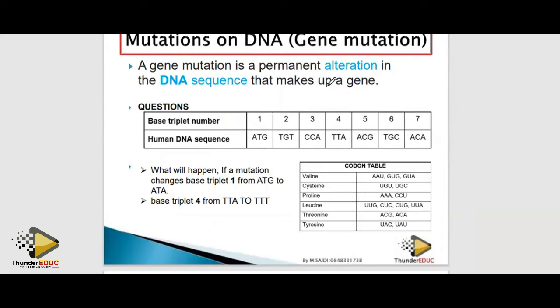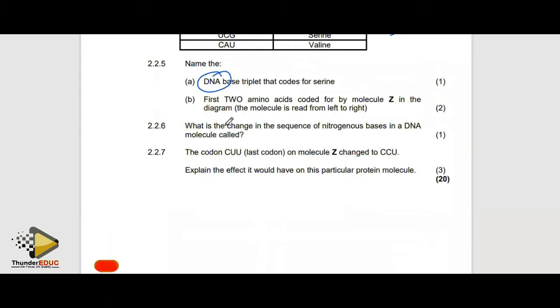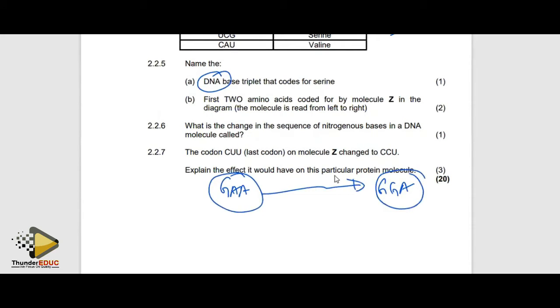And then this is the mutation, which is a permanent alteration of the DNA sequence that makes up a gene. The question they have asked here: change in the sequence of nitrogenous bases, how is it called? It is gene mutation. Now, we are saying codon, so we have to change it into anticodons. So this is going to be GAA, and then this one is going to be GGA.